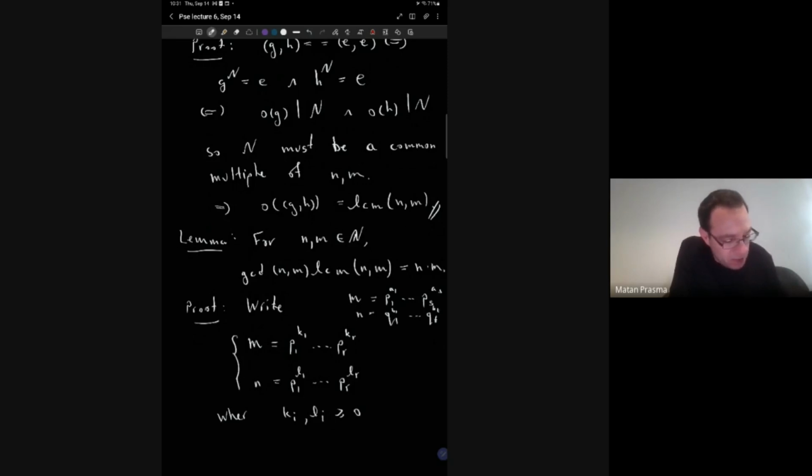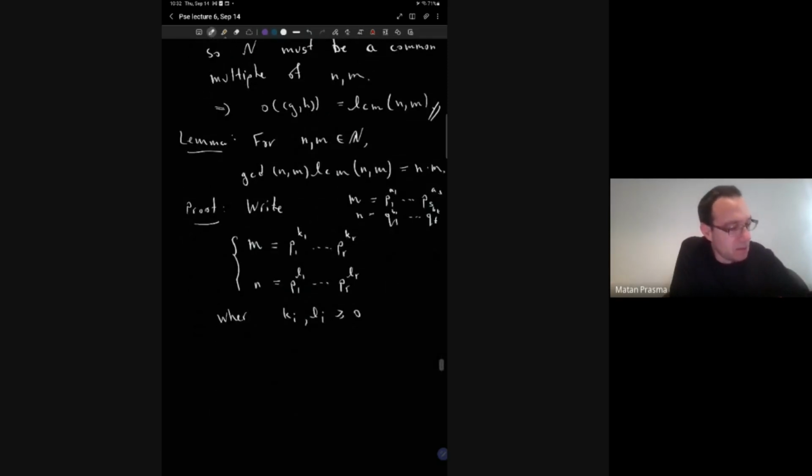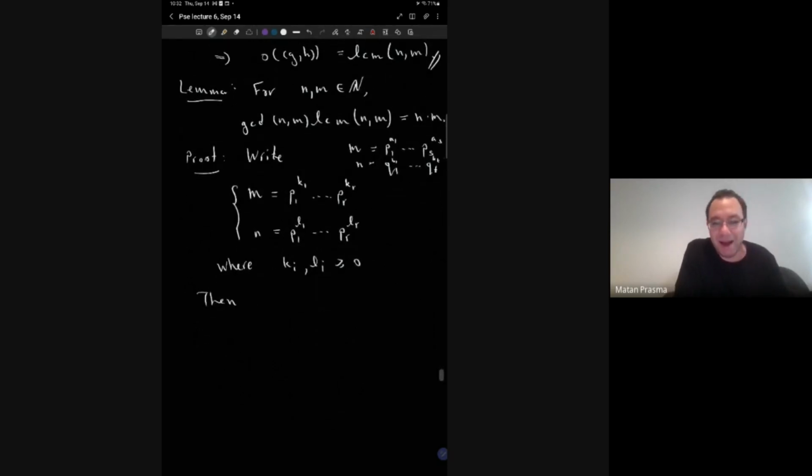So to get into this decomposition over the same set of primes, I simply allow the powers to be also 0, and then I can take the list P1 up to PS union Q1 up to Qt, and I can express M and N over the same set of primes. But once I do it, I can express the GCD and the LCM in a uniform manner.